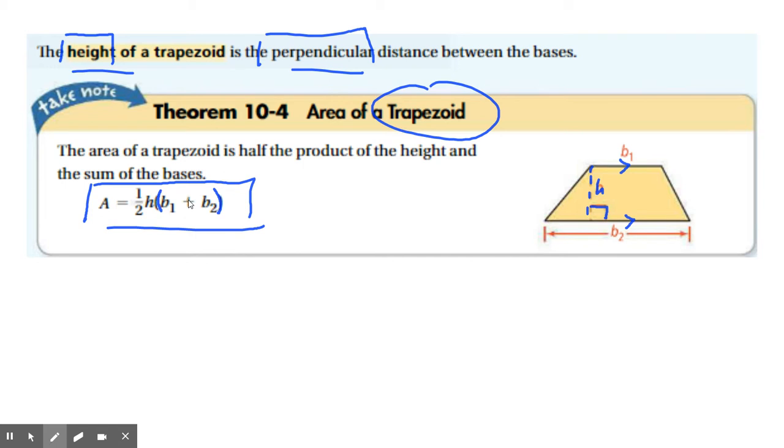All right, so this assignment is going to be both in Edulastic and Delta Math. We'll start in Edulastic, and then we'll move into Delta Math. So this video will contain some examples from Edulastic.